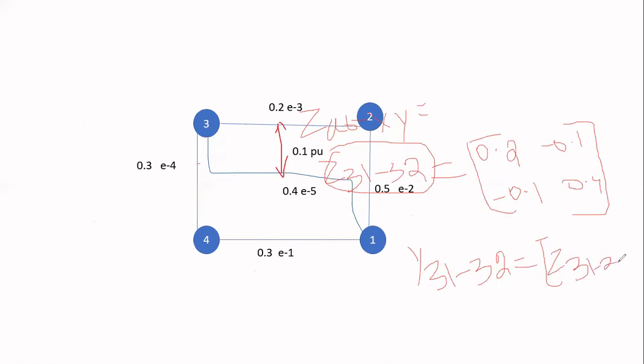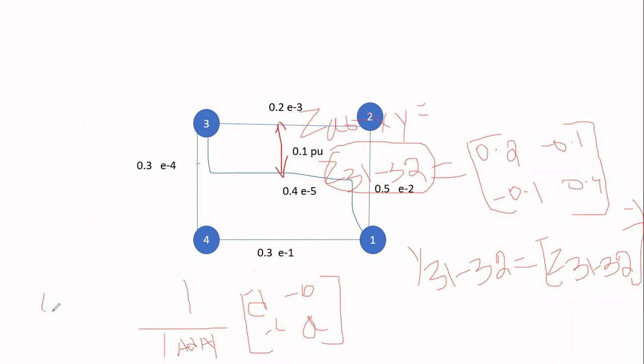What is the formula for that inverse matrix? It is 1 by adjoint A into D, minus B, minus C, A. This is the formula for that inverse matrix.